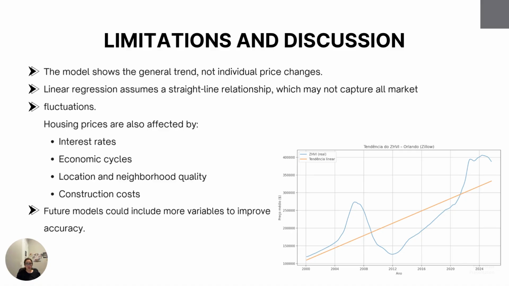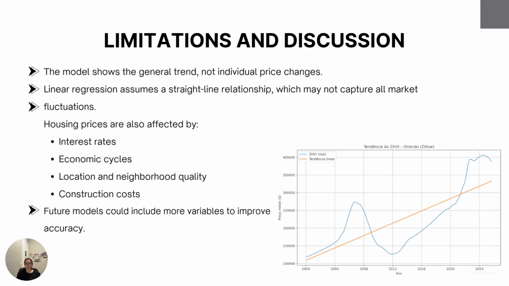Like any model, linear regression has its limitations. This shows the general trend in Orlando housing price, but it doesn't predict individual price changes. For example, it can't capture sudden drops or spikes caused by a specific event.